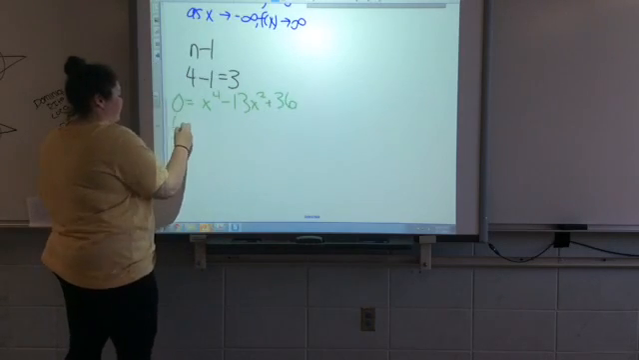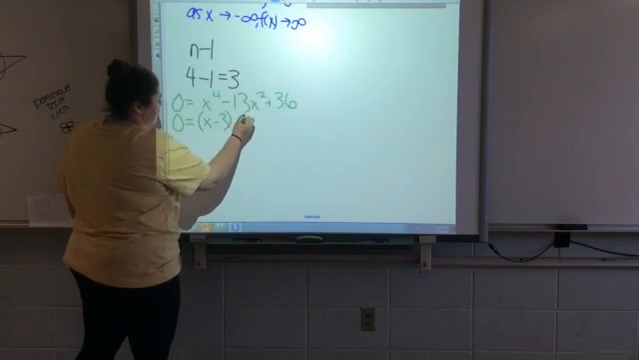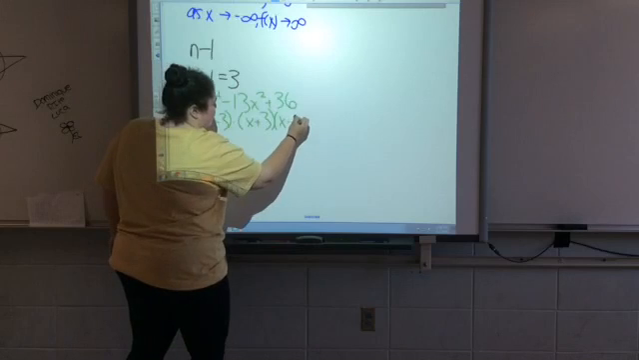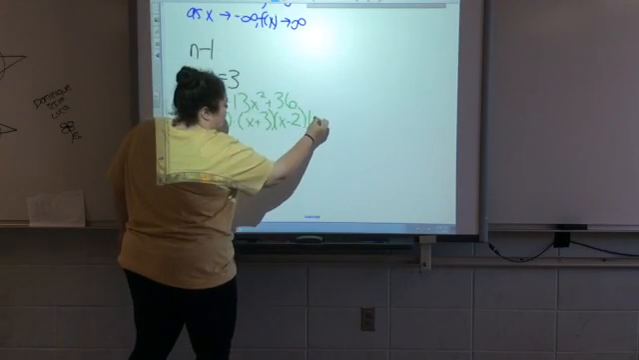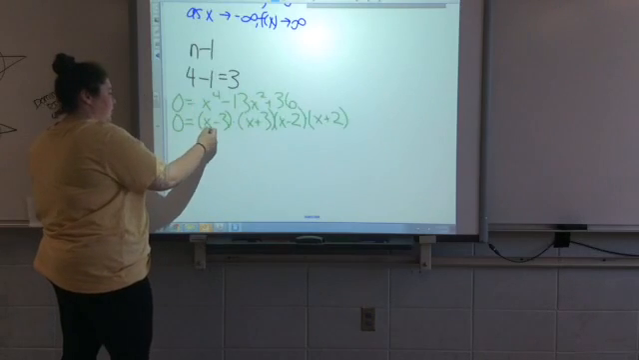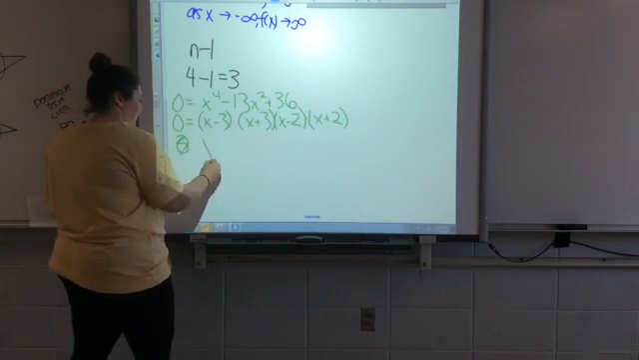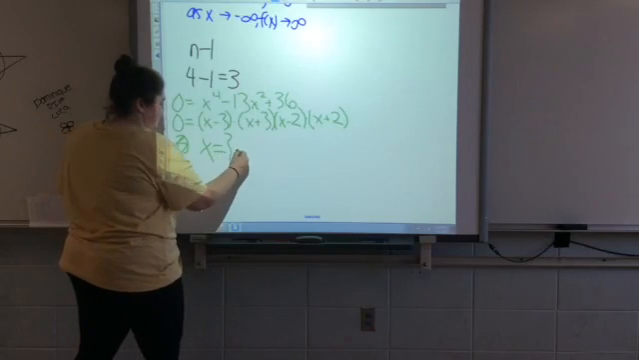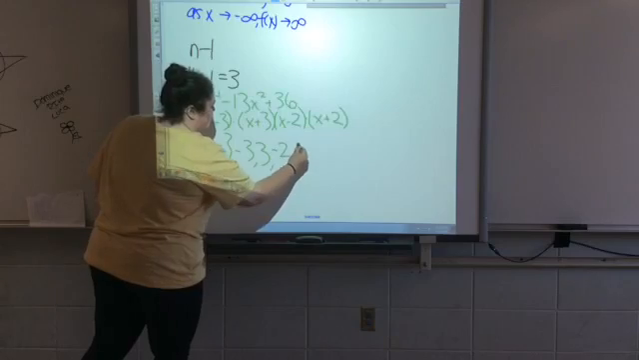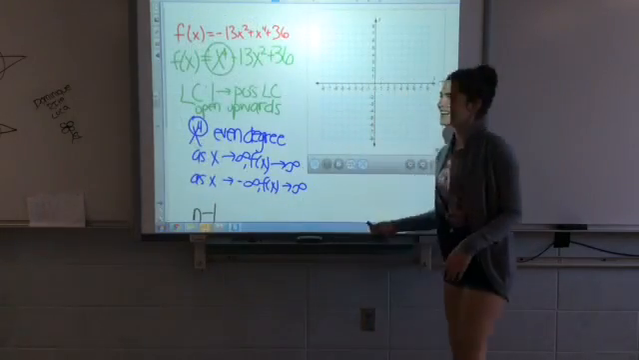And then this factors as x minus 3 times x plus 3 times x minus 2 times x plus 2. And then you set each of these equal to 0. So x equals negative 3, 3, negative 2, and 2. And I will graph it. Okay, so now we're going to graph it.